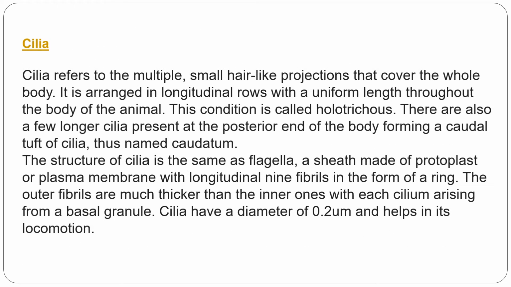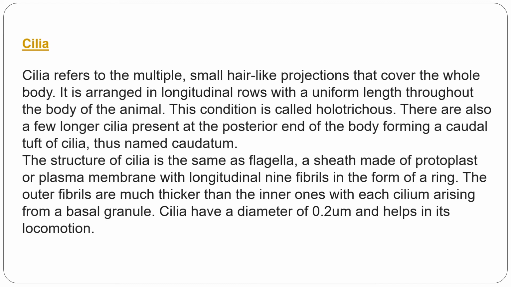Cilia refer to the multiple small hair-like projections that cover the whole body. They are arranged in longitudinal rows with a uniform length throughout the body of the animal. This condition is called holotrichous. There are also a few longer cilia present at the posterior end of the body forming a caudal tuft of cilia, thus named caudatum.